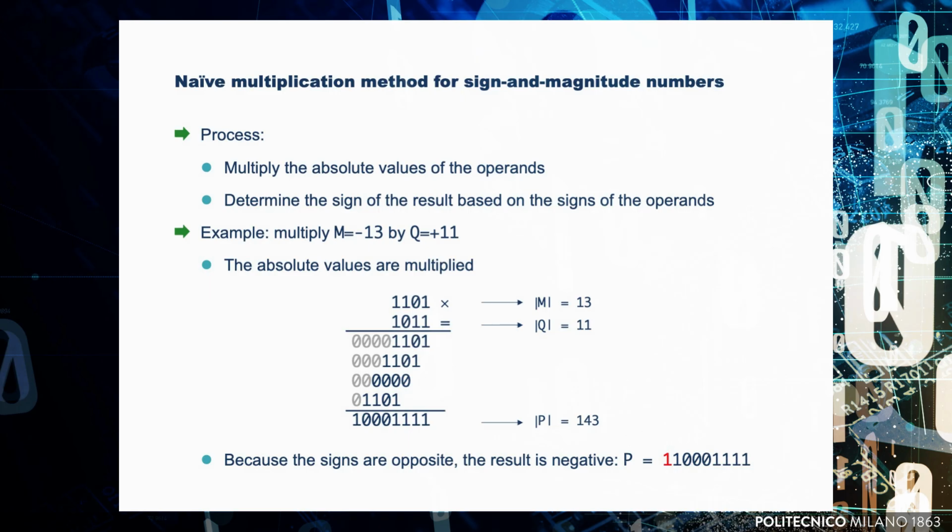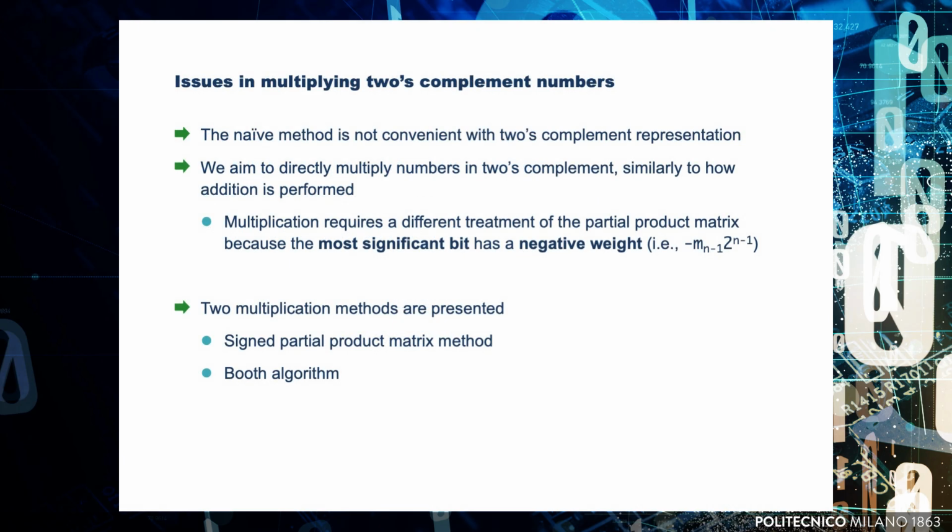If we look at the hardware implementation of this method, the module includes an unsigned integer multiplier, like those analyzed in the previous video, and a combinational circuit to compute the sign. This method, although natural when using sign magnitude representation, becomes inconvenient and expensive when dealing with numbers represented in 2's complement, similarly to what we discussed for addition and subtraction.